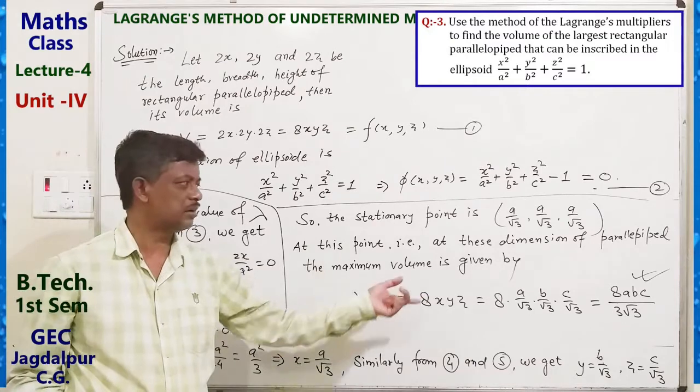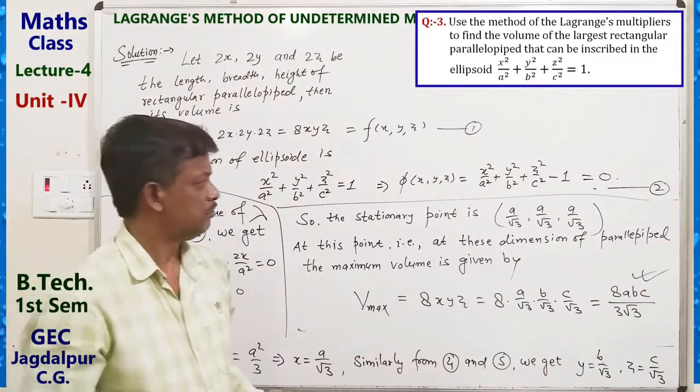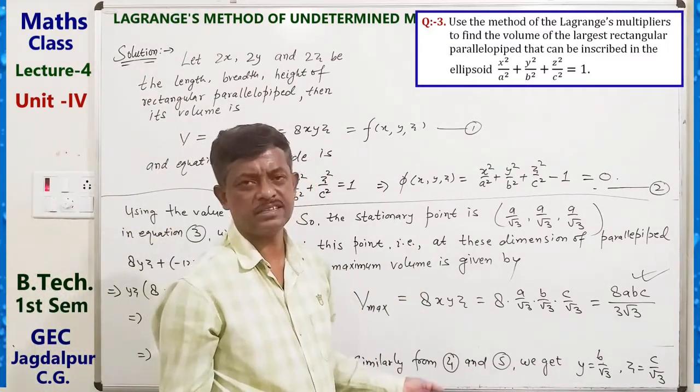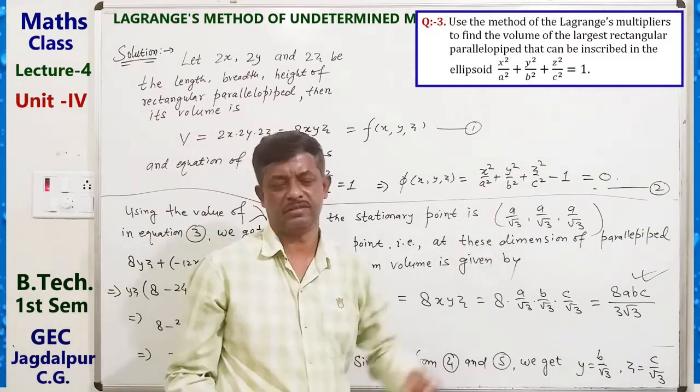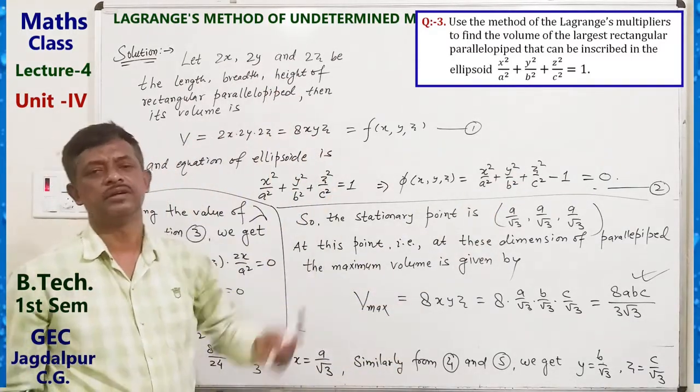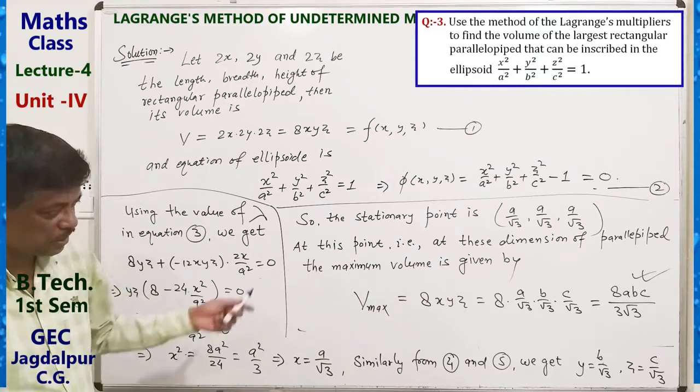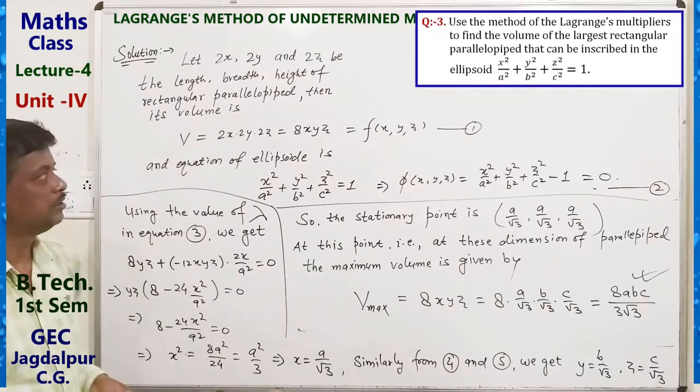Just the previous question and this question are mostly the same, because here a, b, c are different. Okay, left side there was a sphere. Here maximum volume is this. Okay.